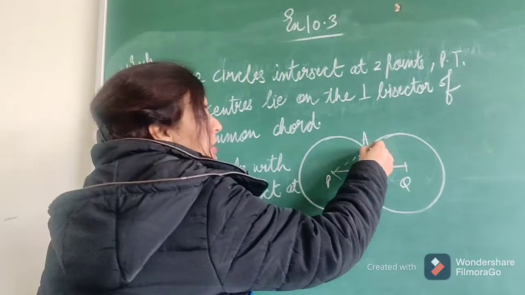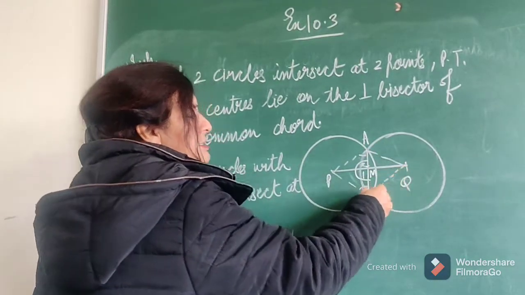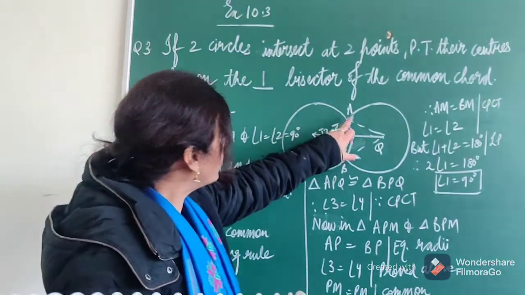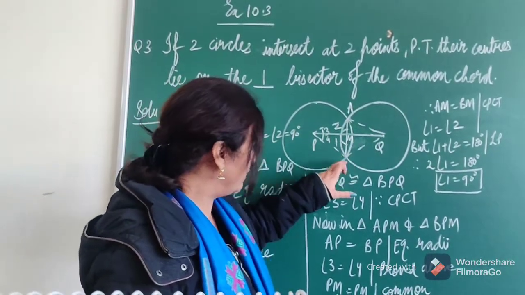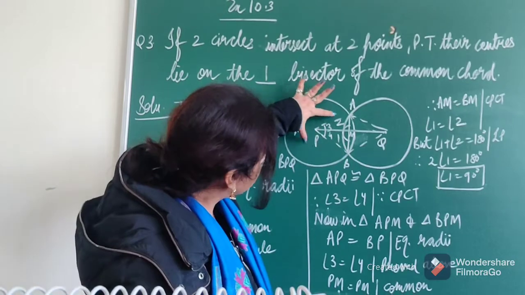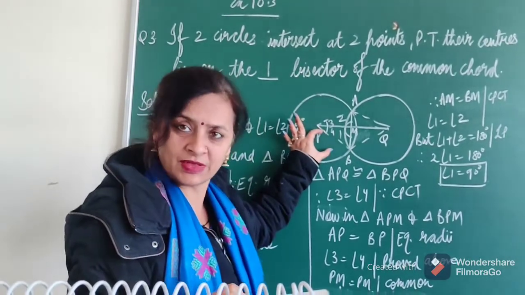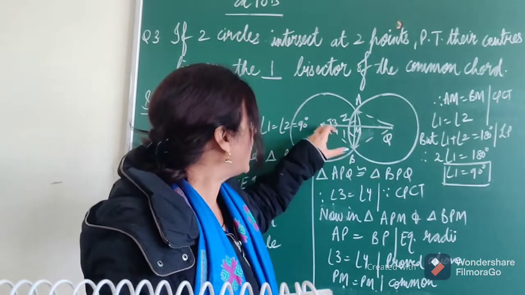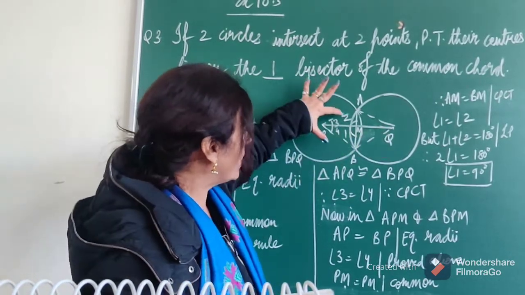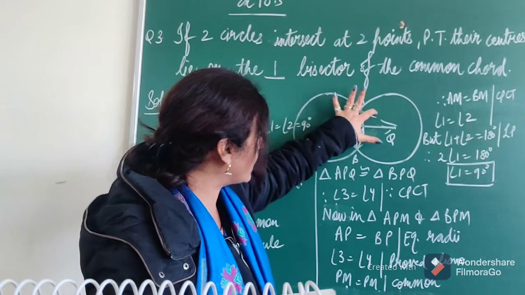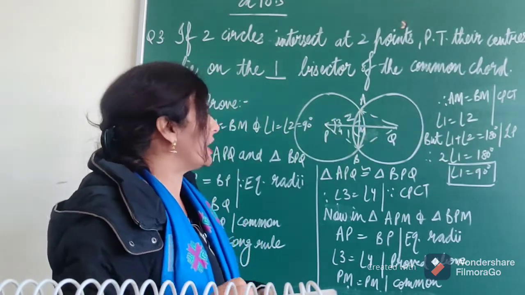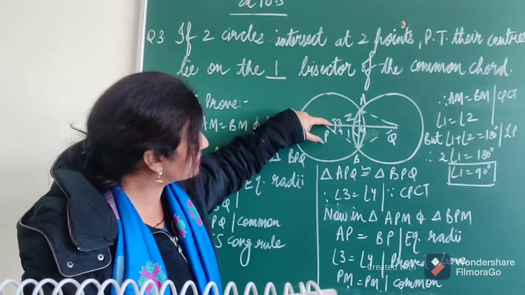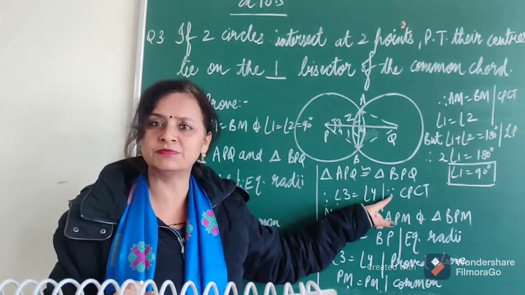Let me join AQ and let me join BQ. Now let us take triangles APQ and BPQ. This side is equal to this side because of equal radii. AQ is equal to BQ because of equal radii, and PQ is equal to PQ. So by SSS, triangle APQ is congruent to triangle BPQ. It means angle 3 is equal to angle 4 by CPCT.